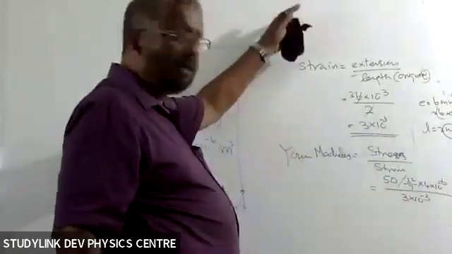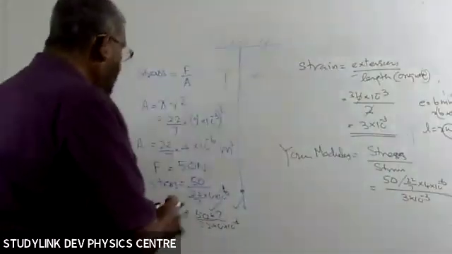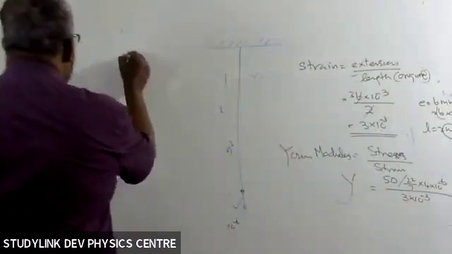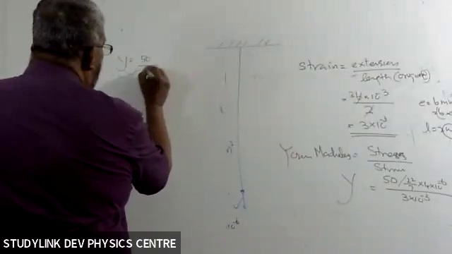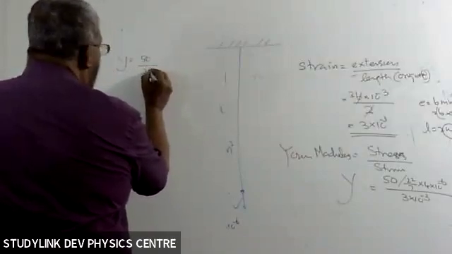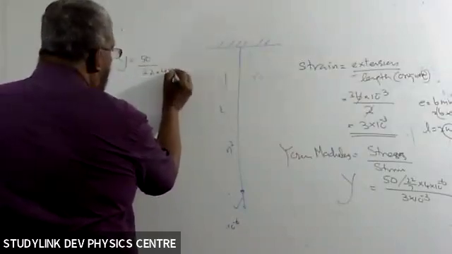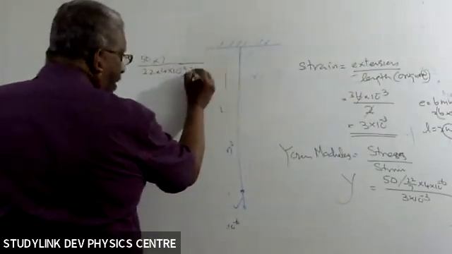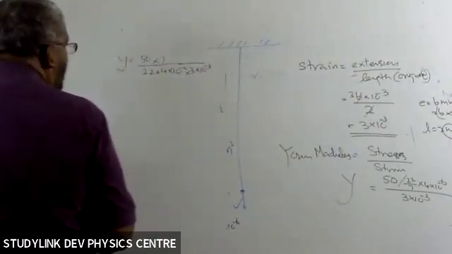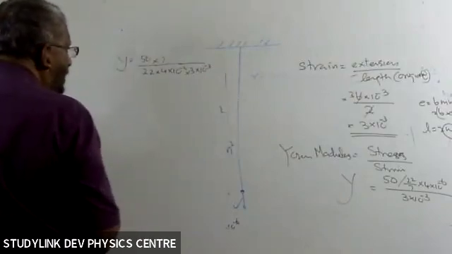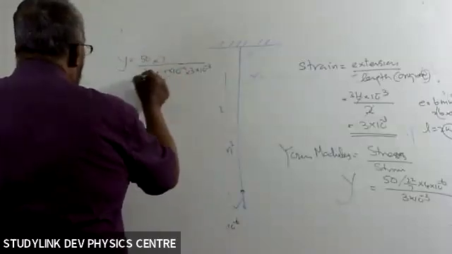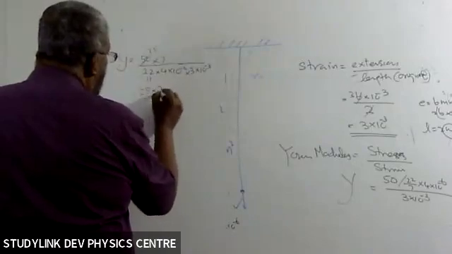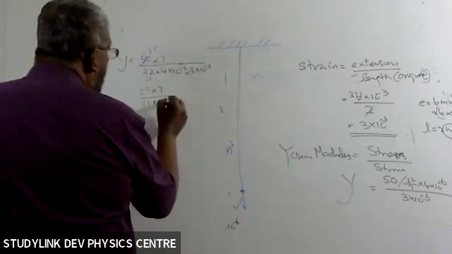See, I will simplify somewhere here. Then look at this. So Young modulus, that is Y. Y is equal to now 50 divided by 22, then into 4 into 10 to the power minus 6 into 7, again divided by 3 into 10 to the power minus 3. As far as simplifying is concerned, in such a situation it's easy. You can divide it by 2, 11, 25. Then you are getting 25 into 7 divided by 11 into 4 into 3.